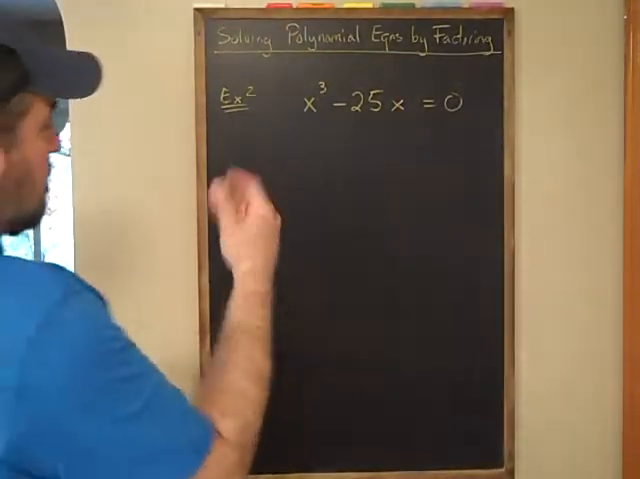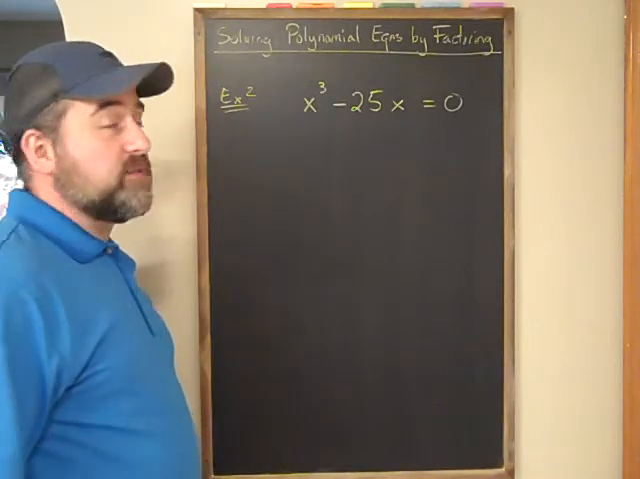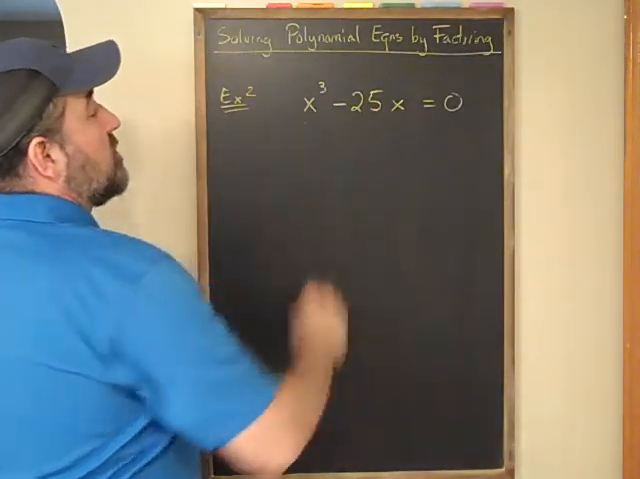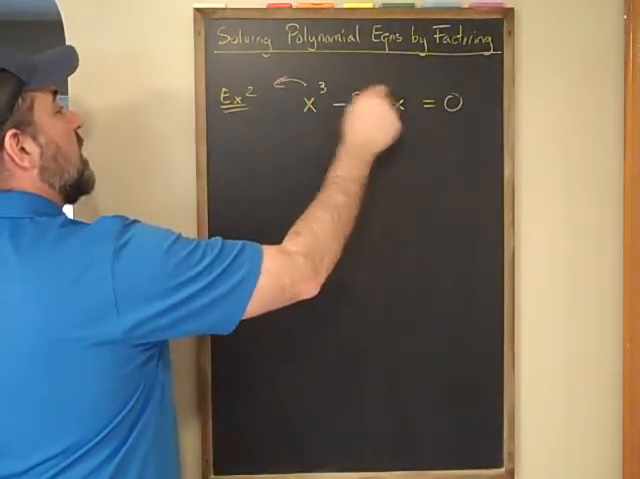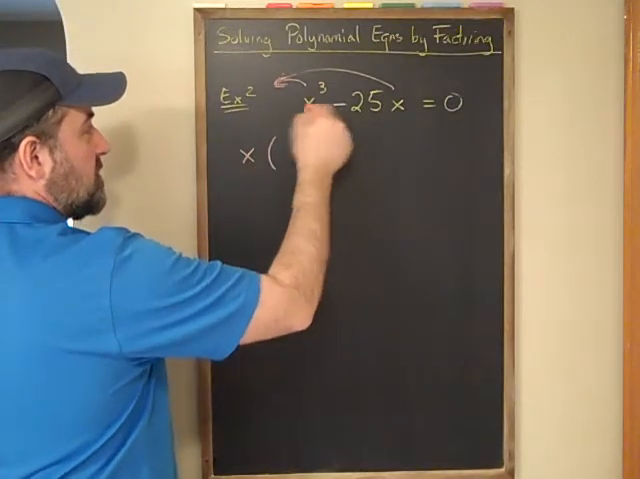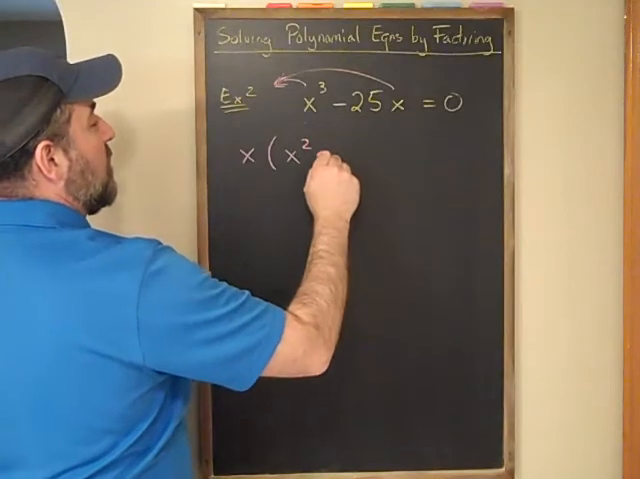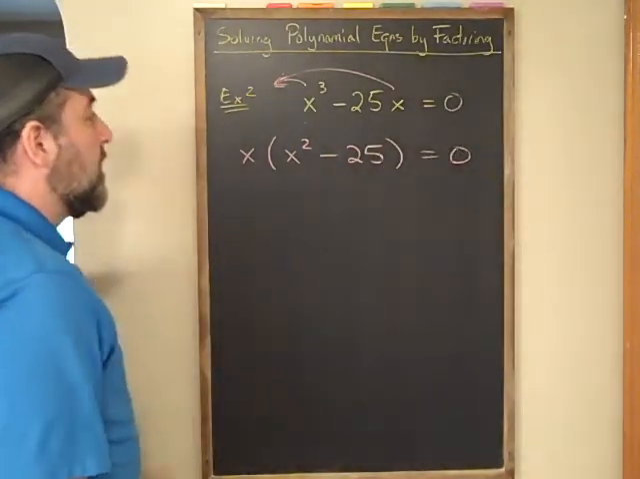In our second example, we're solving x cubed minus 25x equals 0. We're going to solve by factoring. We're going to look at those two terms. We see we can factor out an x, so we'll factor that x out of those two terms, which leaves us with, when we take x away from x cubed, we have x squared. When we take x away from a negative 25x, we're left with minus 25 equals 0.